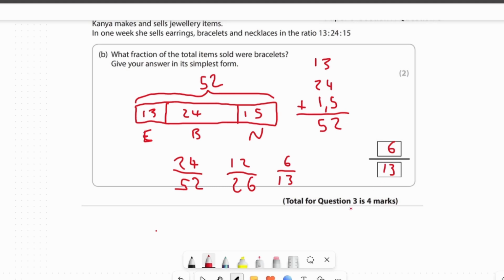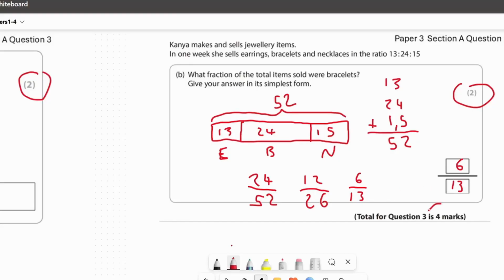So perhaps this bar method is something that you might find useful in order to tackle questions like this. Anything with fraction or ratio in it, the bar method is useful, I find. And you can see here, it just got us 4 marks.